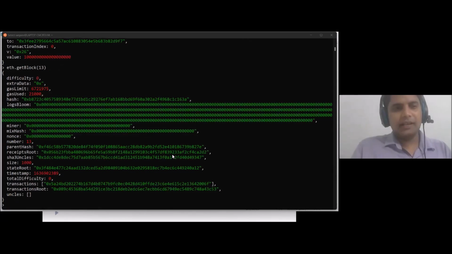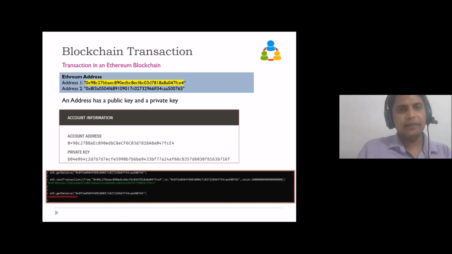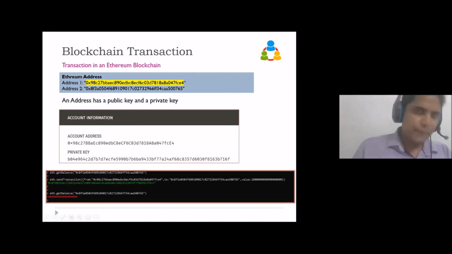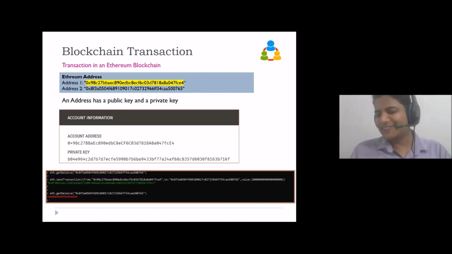So I think that's what I wanted to talk about today. We'll talk about mining and consensus in the next class. I think it's been more than 1 hour just now. Are there any questions on this? Anybody, people who understood? The more you understand, the more questions you will get. It's okay to ask questions.